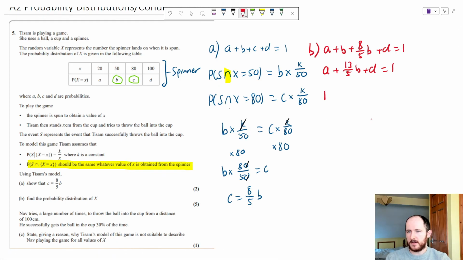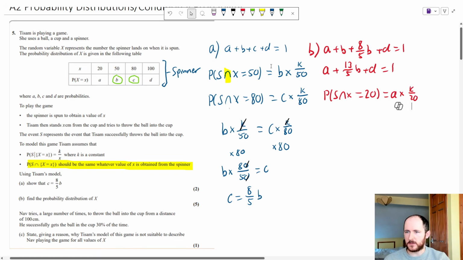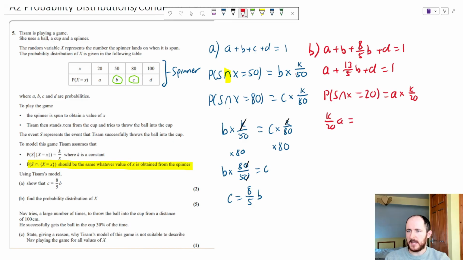The probability of S and X equaling 20 is equal to A times K over 20. And again, that should be equal to B. So let's work that out. We have K over 20 A equals K over 50 B. Once again, we can cancel the K's and we're going to times both sides by 20. So A is going to be 20 over 50B. In other words, it's 2/5 of B.